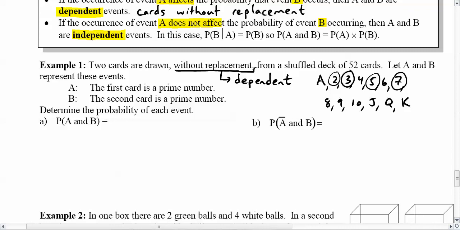So from the formula above, the chance that we get A and B is the chance that we get A times the chance that we get B. But because we're not replacing the cards, B depends on A. So we write the chance that we get B if we know that we got a prime number the first time.